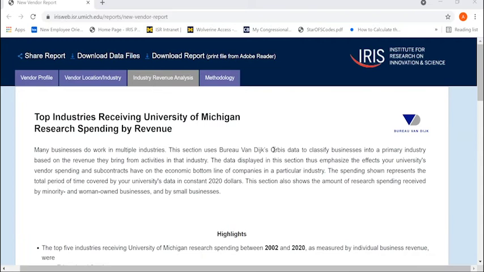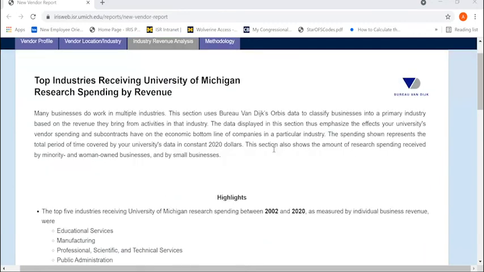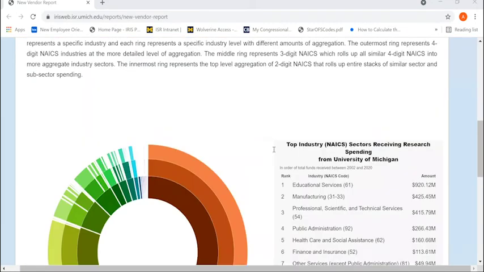The goal of the industry revenue analysis page is to understand the effects your university's vendor spending and subcontracts have on the economic bottom line of companies in a particular industry. This page also shows the amount of research spending received by small businesses as well as by minority and women-owned businesses. I will now explain how the Sunburst chart works and how this chart can be used to achieve this goal.